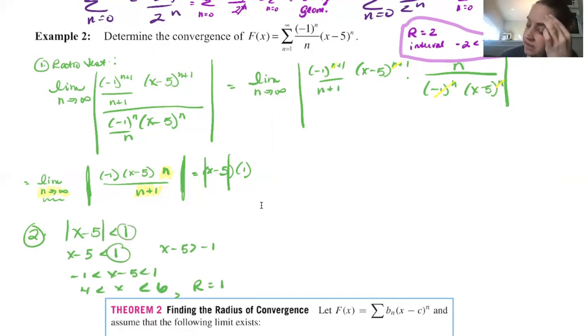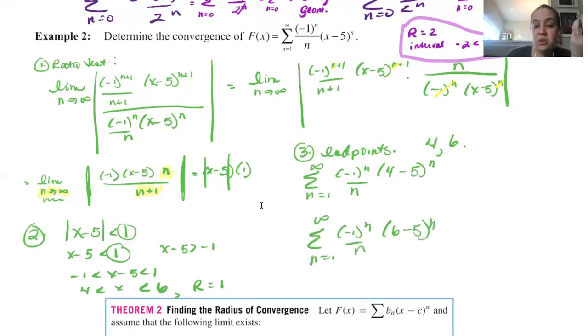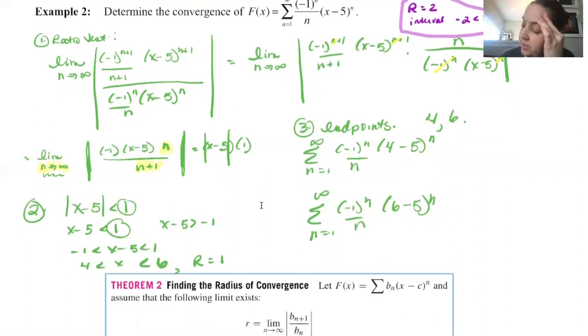Now you got to check the endpoints. And your endpoints are 4 and 6. So you go back to that original series, n equals 1 to infinity, negative 1 to the n over n. You put 4 in for the x, and then you put 6 in for the x. So now you have these two problems and you have to figure out, do they converge? Do they diverge? So let's do this 6 first, because I think that one's a little bit easier.